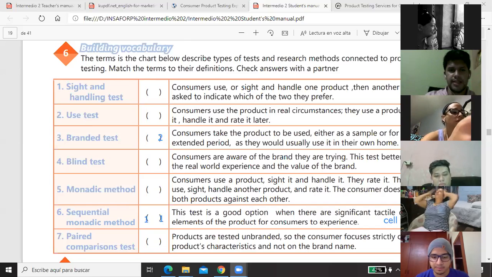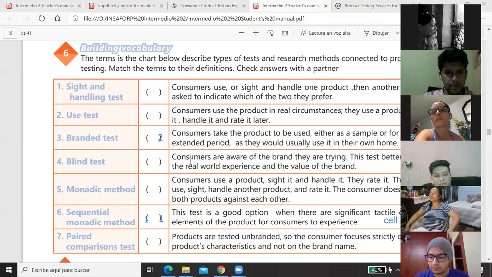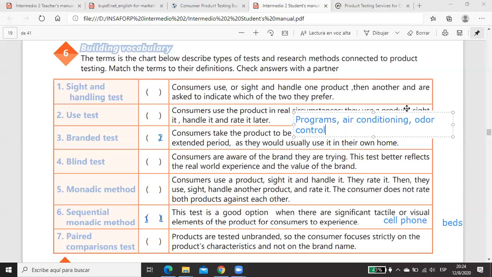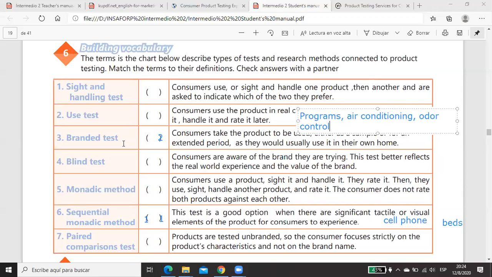All right. So we agree that programs are a good thing to test like this, right? That would be this type of testing, the use test. So programs, probably air conditioning. Do you think air conditioning? No, probably that requires an installation, right? And also, Iris's example was very good. Odor control products, among others. Great, very good. And let's go over a branded test.